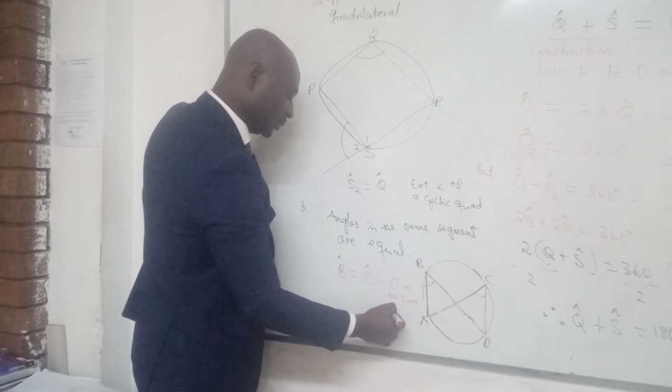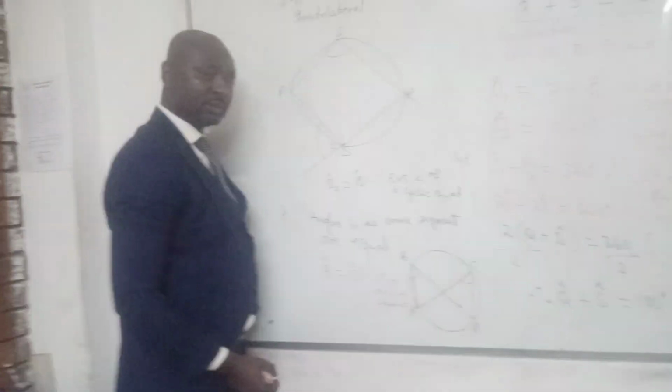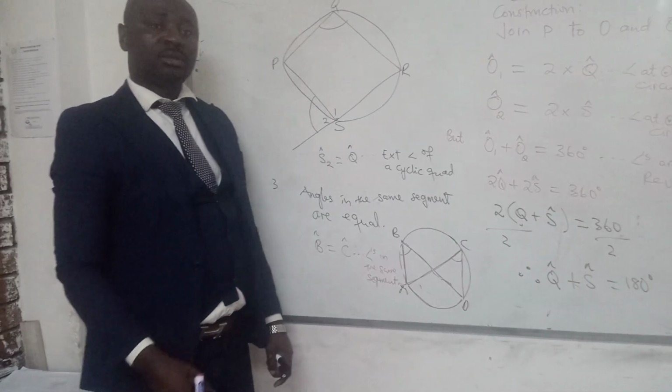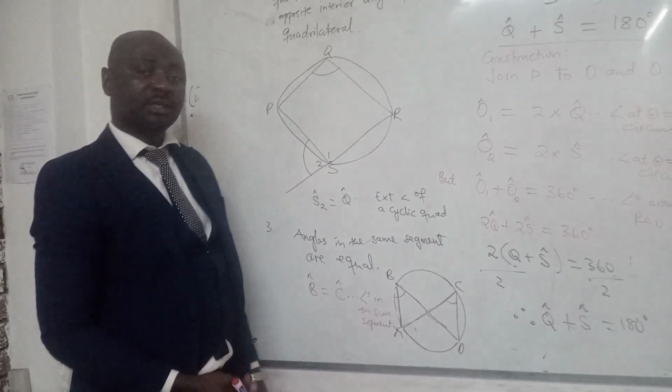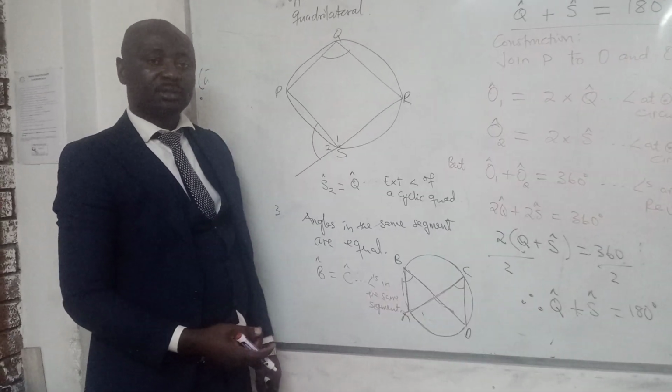So when we talk about cyclic quad, you must expect these reasons. If you find this shape there, it means the diagram is a cyclic quad. Is that the only angles in the same segment?